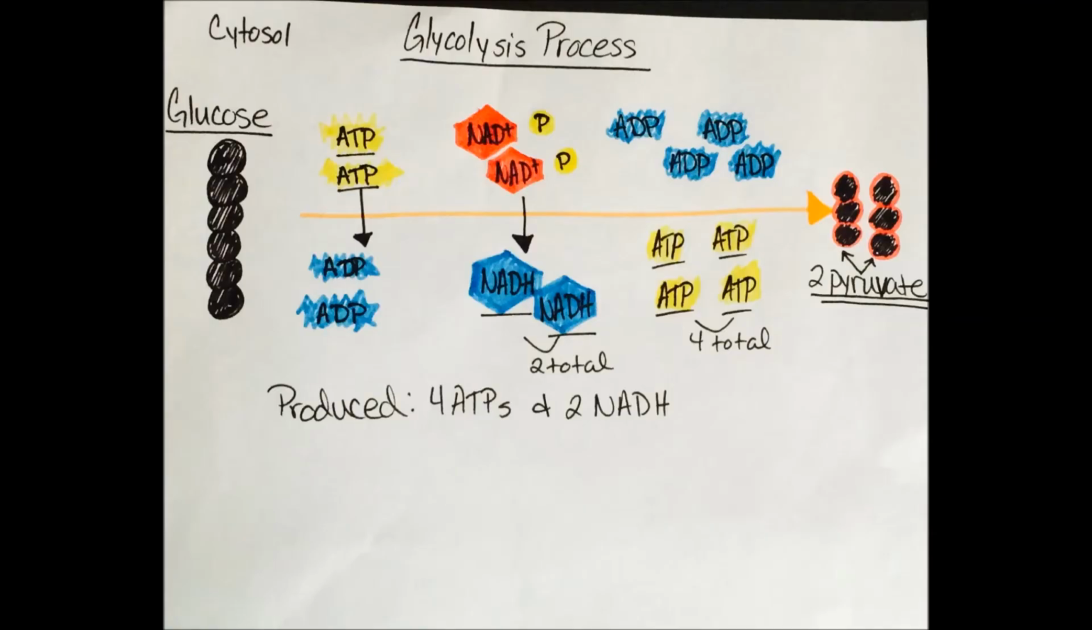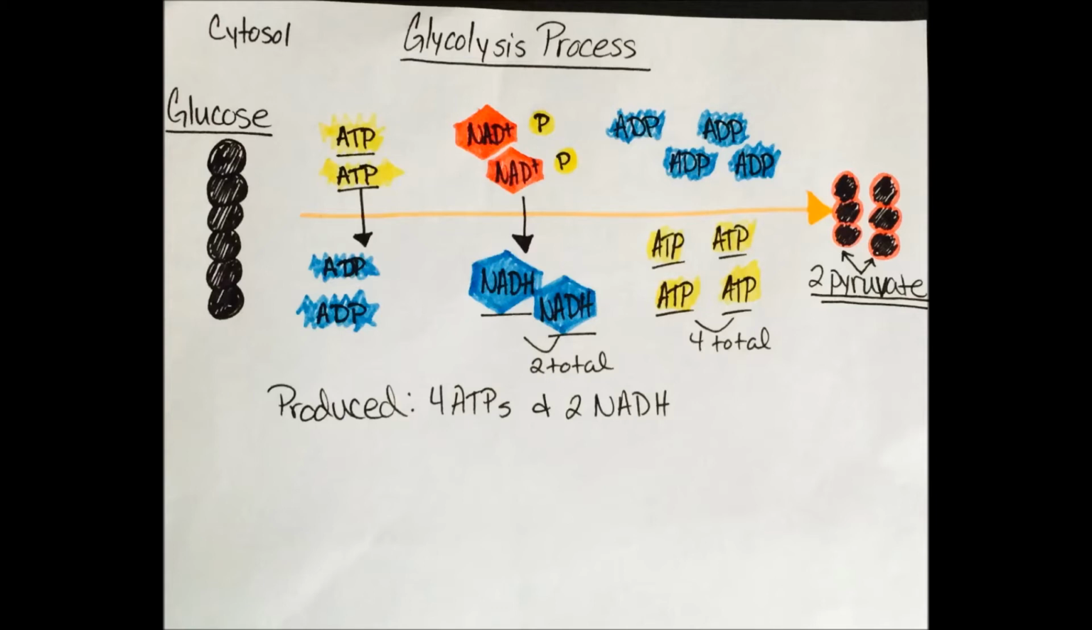Glycolysis takes place in the cytoplasm. It is an anaerobic process, which means it can take place without oxygen. It is a breakup of glucose's 6-carbon ring into two 3-carbon molecules called pyruvic acids or pyruvate molecules.